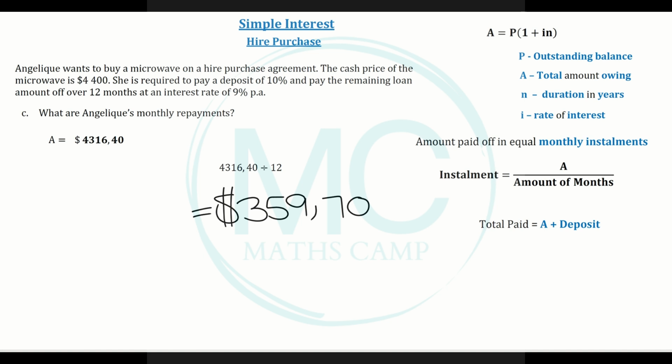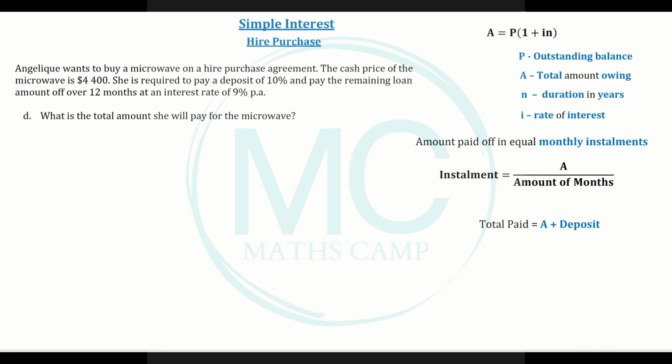This will be the amount Angelica has to pay each month. And now we can move on to part D. What is the total amount she will pay for the microwave? Remember, the total amount is the value of A plus the initial deposit. We know that A is $4,316.40, and Angelica also paid an initial deposit of $440.